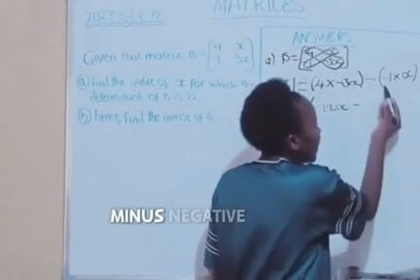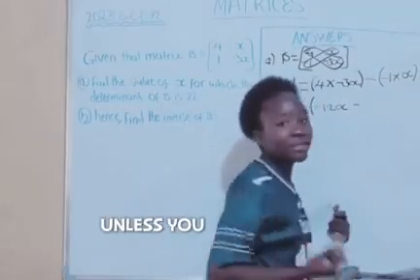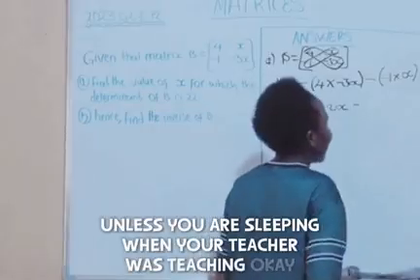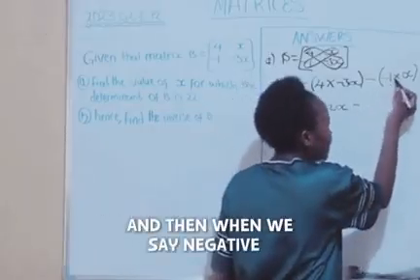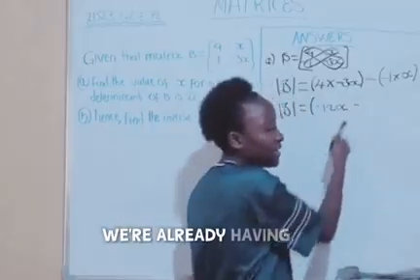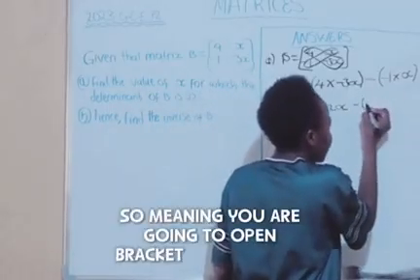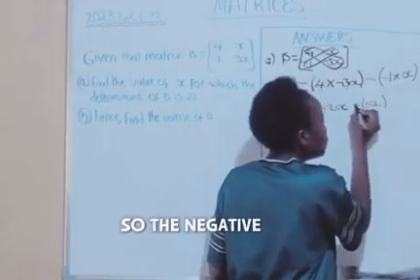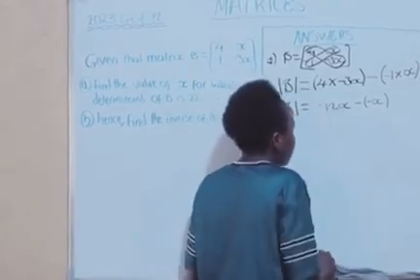Minus -1 times x. Any number you multiply with 1 is always itself, unless you are sleeping when your teacher was teaching. Okay, so you reach this point, since this is a negative, and then when we say -1 times positive x, it's supposed to give us -x. We're already having a negative here, sorry. So meaning you are going to open brackets here, indicate the negative x, so that the signs shouldn't meet. Okay, we'll just remove this.